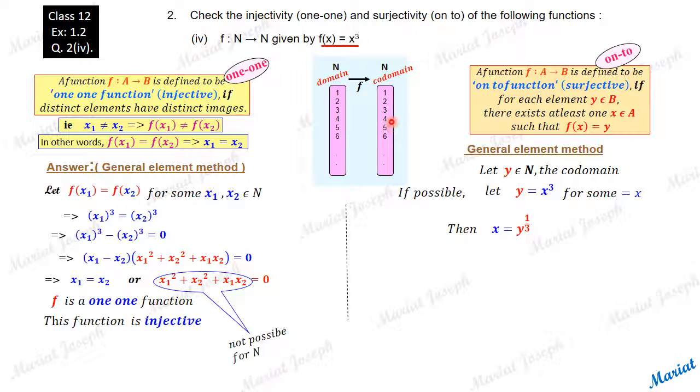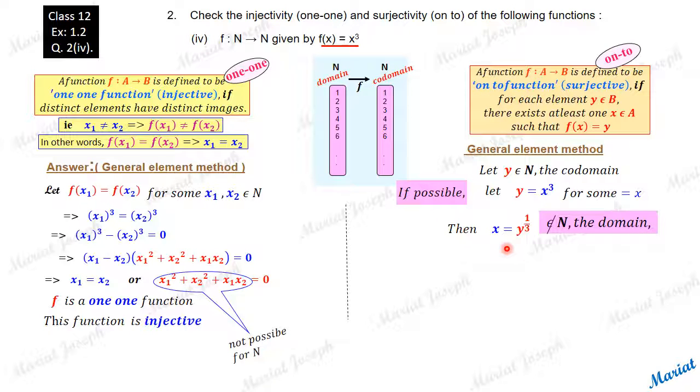Suppose y was 3. Then x should be 3 to the power 1 by 3. Cube root of 3 cannot be found in the set of natural numbers. So the x that we are calculating will not belong to the domain. So we started with, if possible, let the y be equal to x cube. Yes, you may write so. But this x that we got is not found in the domain. So if possible, let it be so, we started with. Now it has become not possible.